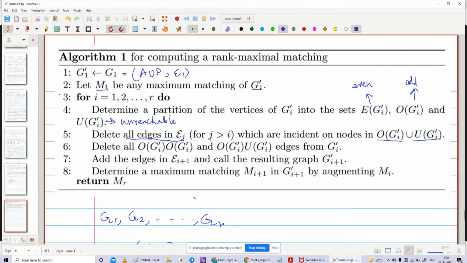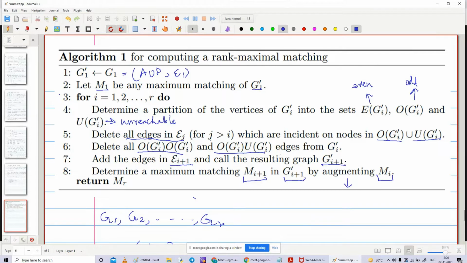After that, you remove all the OO and OU edges from G prime I. After you finish this, you add all the edges of rank I plus 1 to the graph that is still present, and you call the resulting graph G prime I plus 1. Finally, you compute a maximum matching Mi plus 1 of G prime I plus 1 by augmenting the current matching Mi.